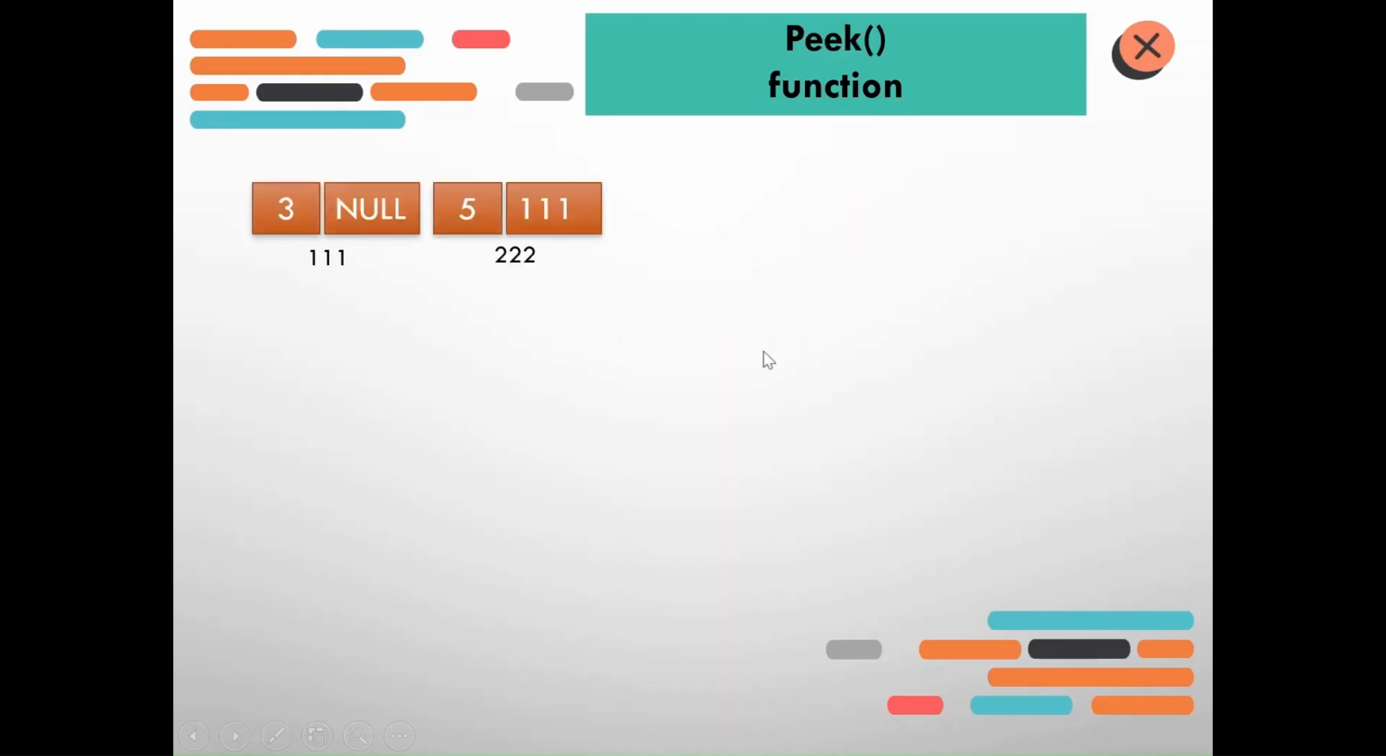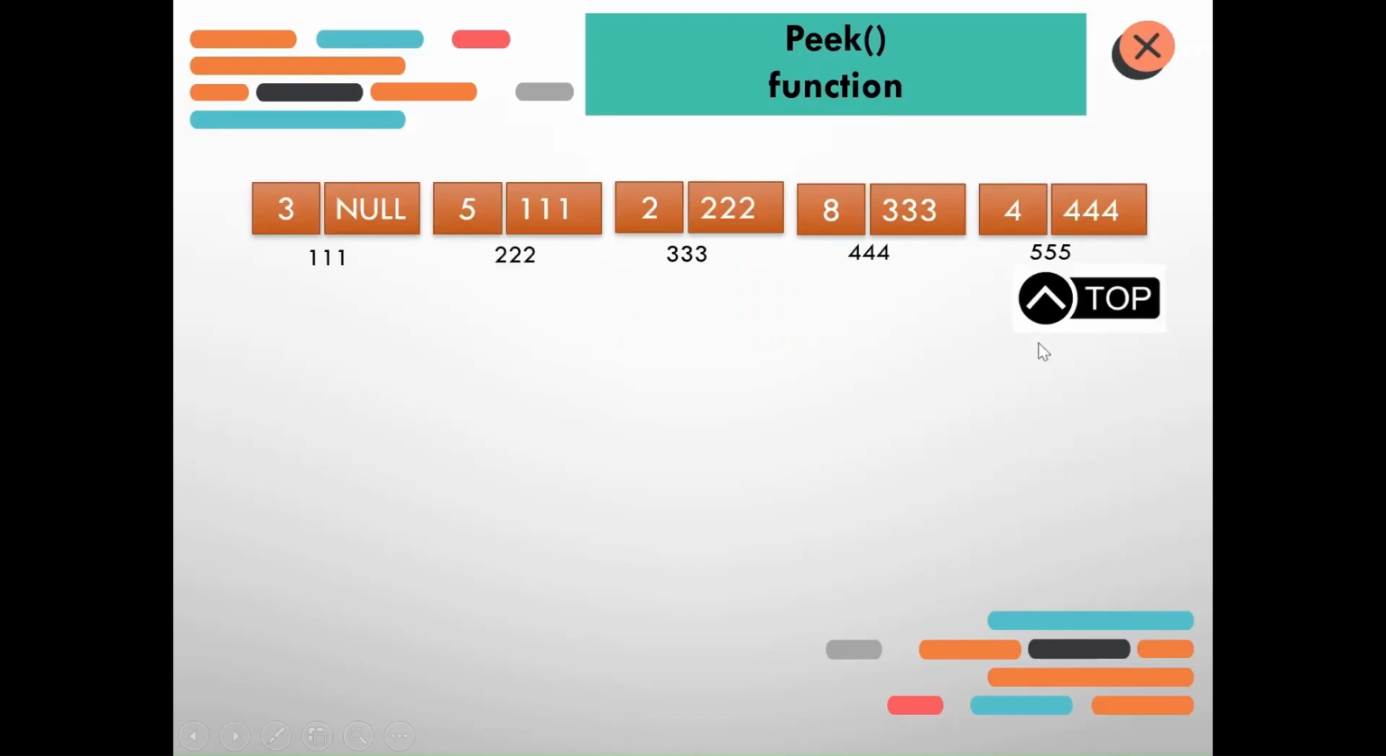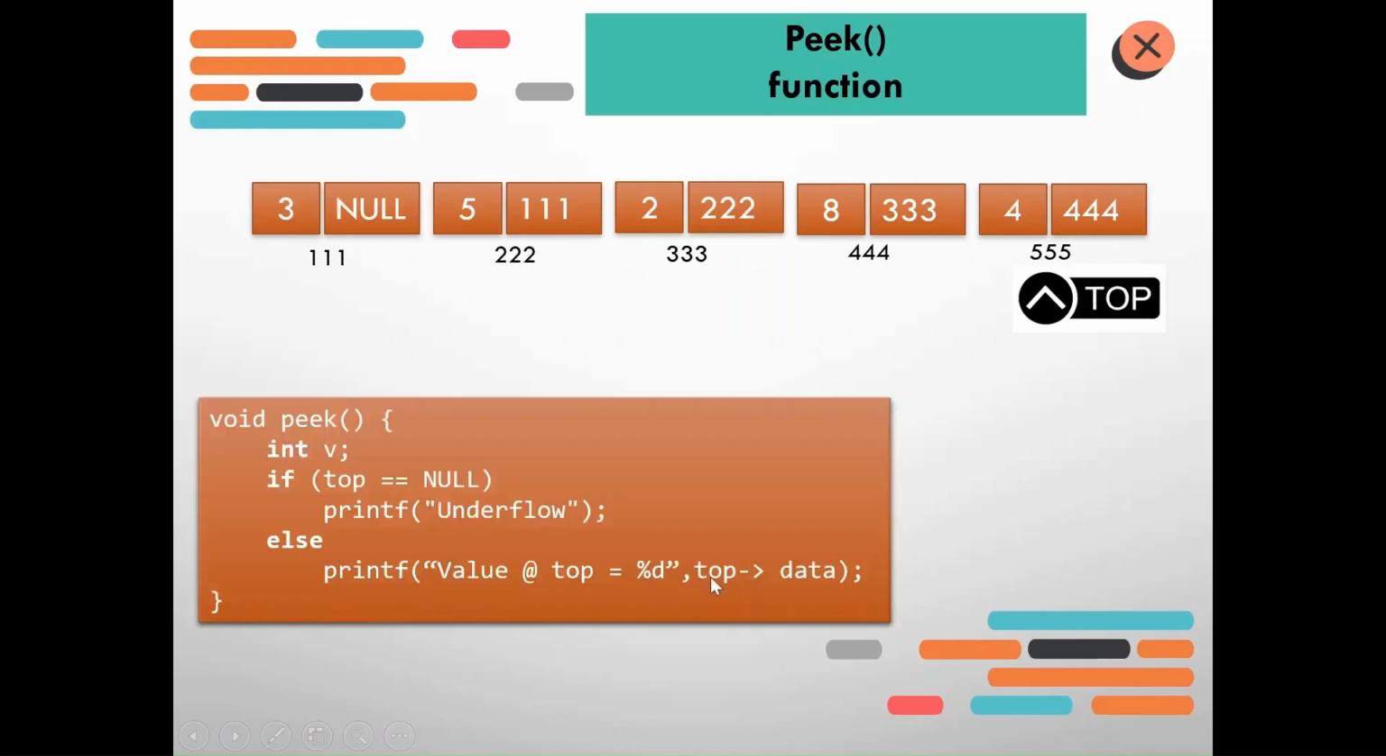In case of peek, for the same set of values or the same linked list, we simply need to show the topmost element without removing anything, right?